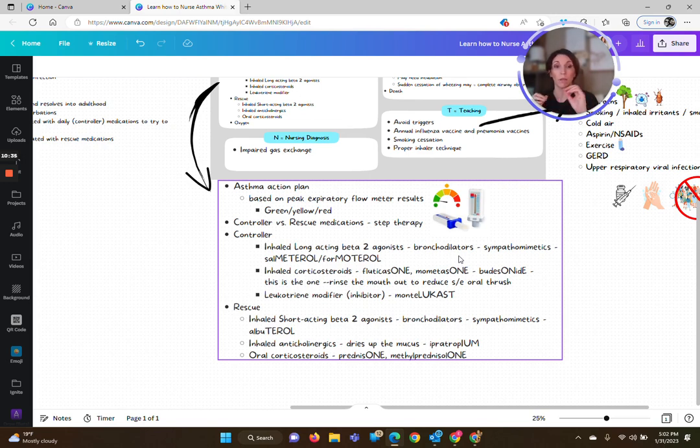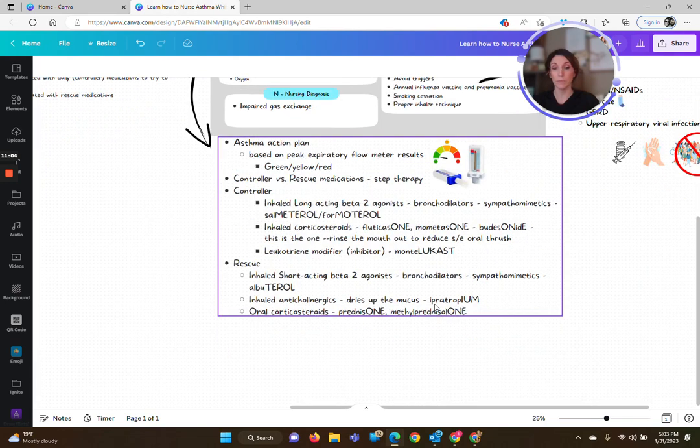You might have a question, which inhaler would you teach the patient to wash their mouth out after using, because the steroid inhaler is the most at risk for developing thrush, which is an oral yeast infection. And then the other controller medication is the leukotriene modifier or leukotriene inhibitor. Montelukast is the name for that, and it has leuk, like leukotriene, and that helps calm down some of those things that are released in allergy.